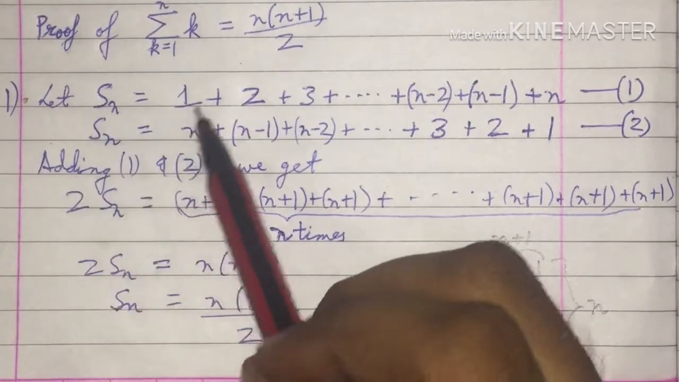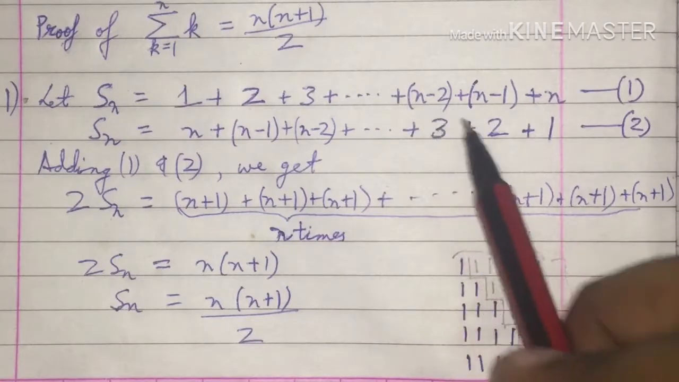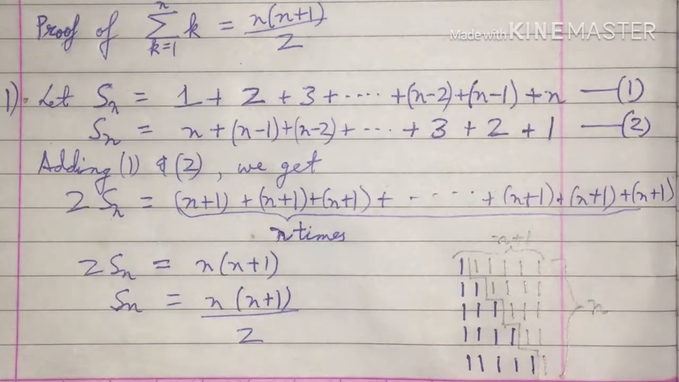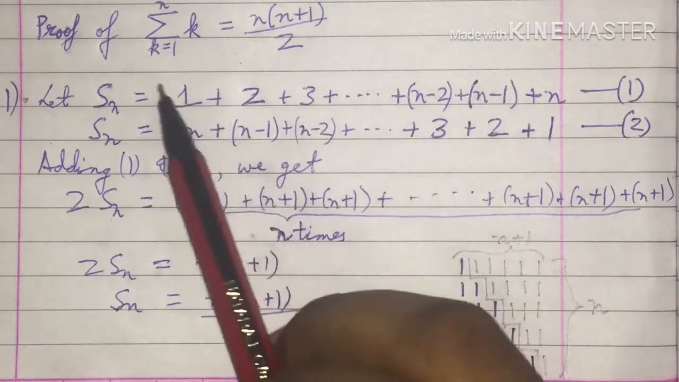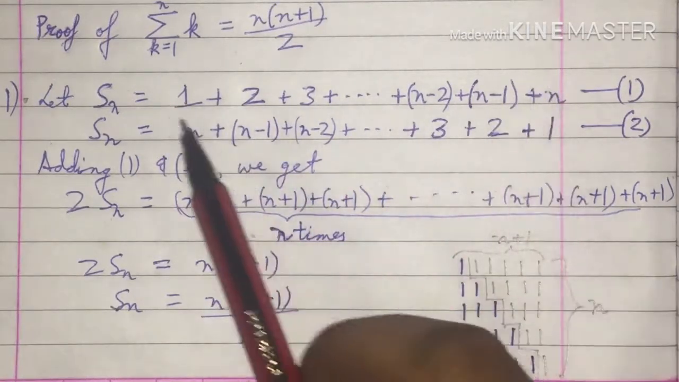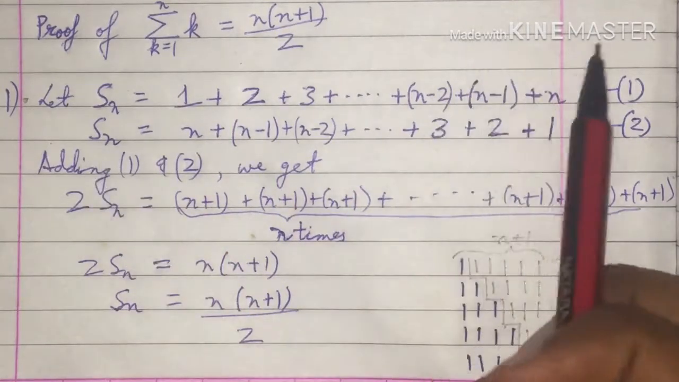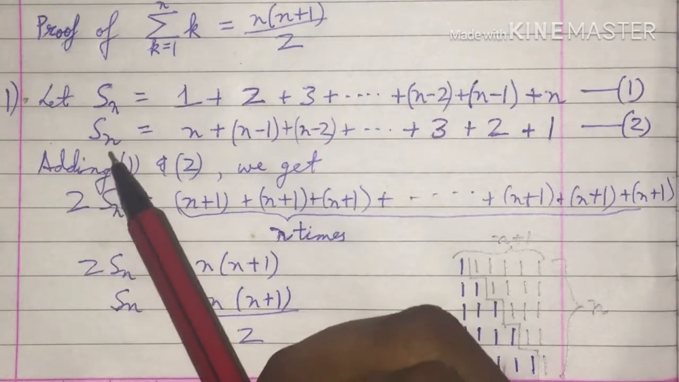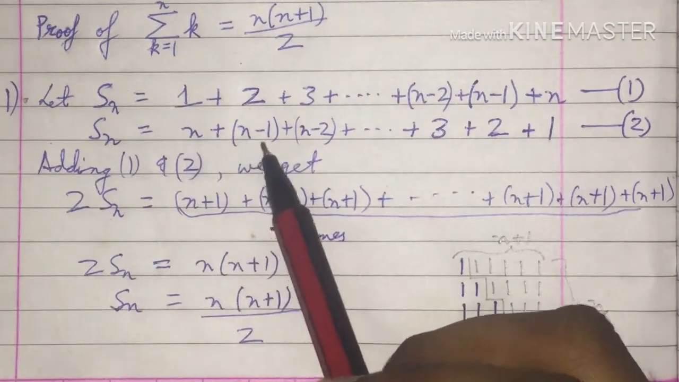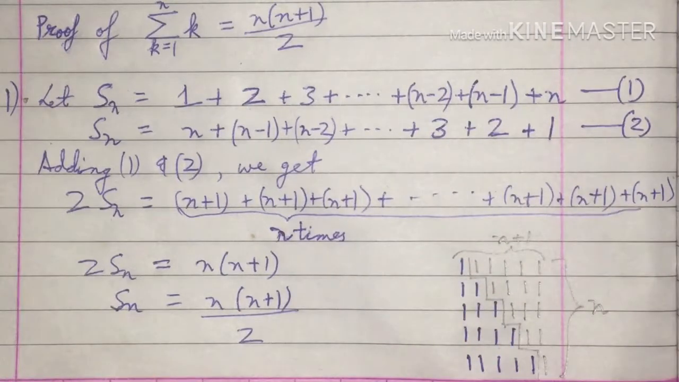Let Sn equal to 1 plus 2 plus 3 plus dot dot dot plus n minus 2 plus n minus 1 plus n. So basically I've just written it in the expanded form, the sum of the first n natural numbers. Also we can rearrange this by writing it in reverse. So Sn can also be represented by n plus n minus 1 plus n minus 2 plus dot dot dot plus 3 plus 2 plus 1.